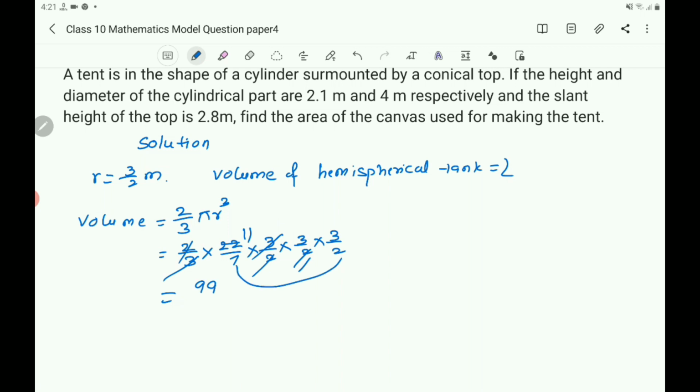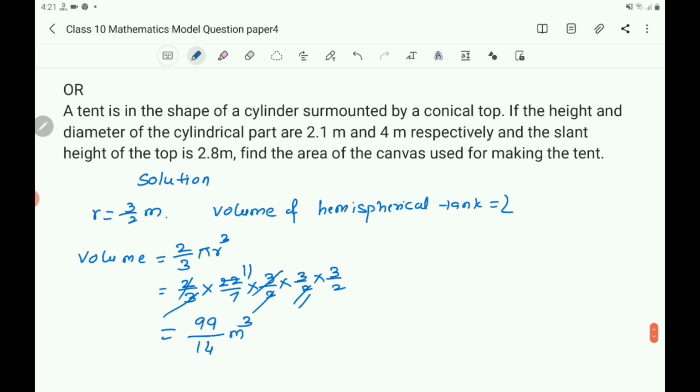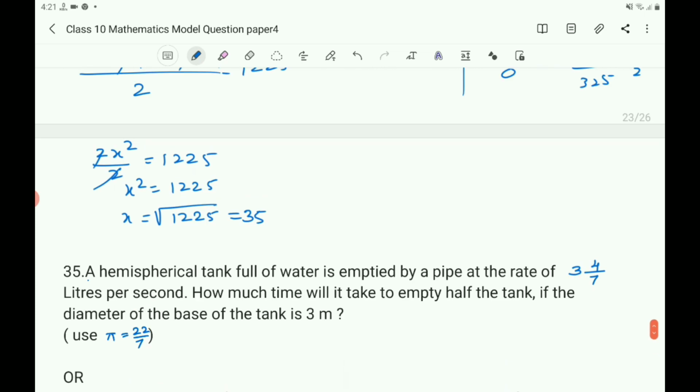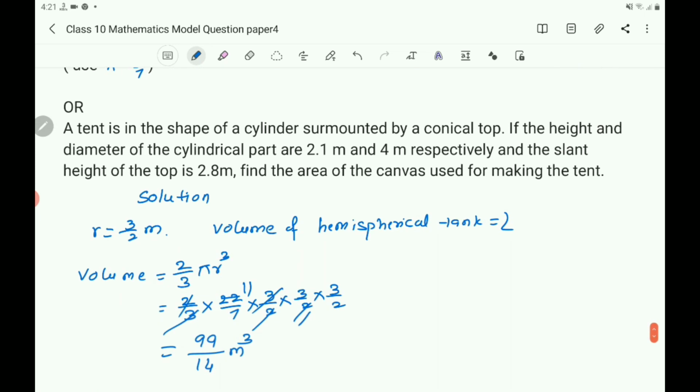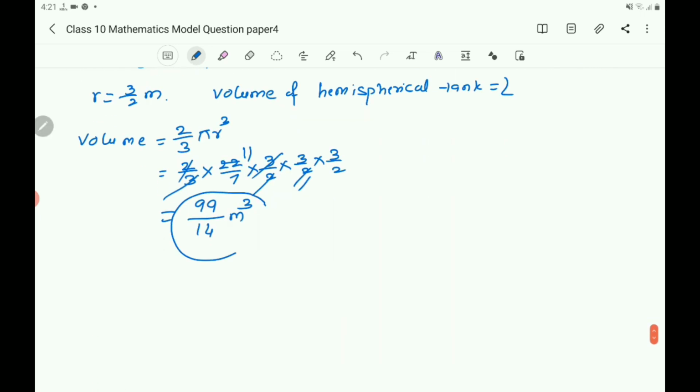99/7 into 2 is 99/14 m cube, which is the volume. Now here it is emptied by a pipe at the rate of 3 4/7 liters per second. To empty 3 4/7 liters of water, 1 second is required. So here we have to find out how much time is required to empty this much volume of water.